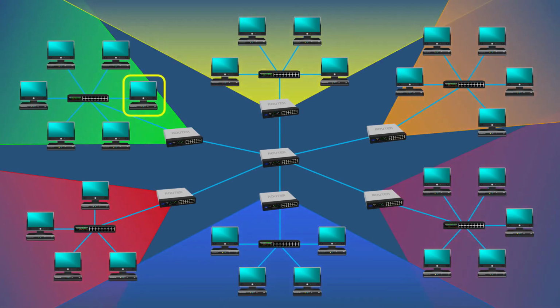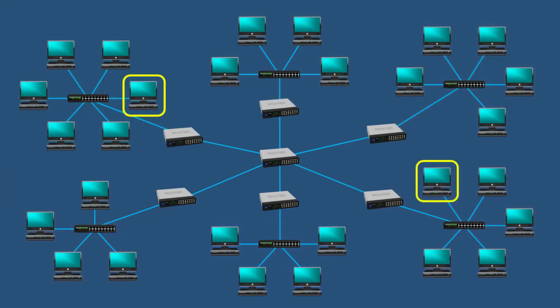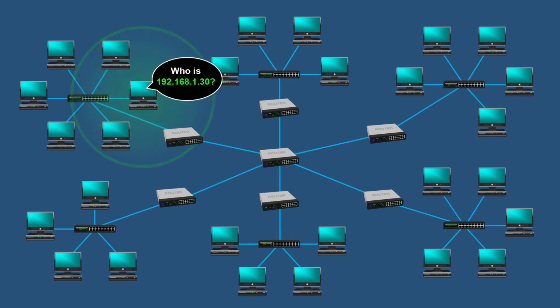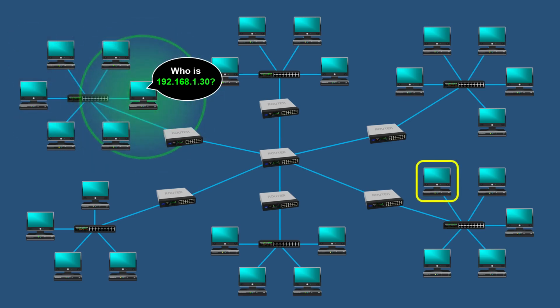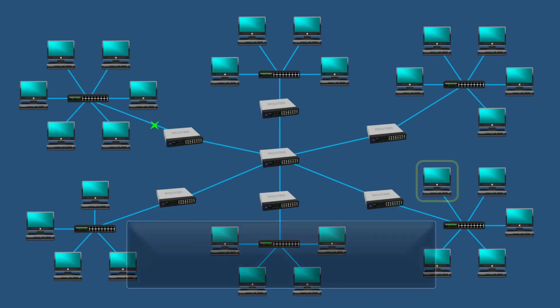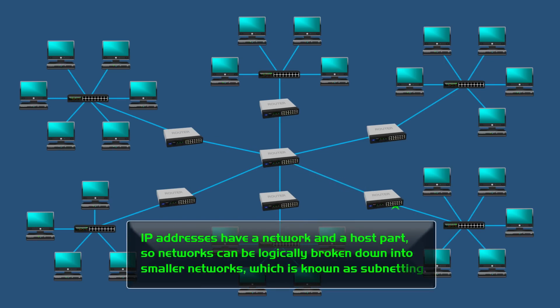So now, if this computer here wanted to communicate with this computer over here, the computer will send out a broadcast that only the computers in its subnetwork can receive. But since the target computer is on a different subnetwork here, the data will be sent to the default gateway, which is the router, and then the router will intelligently route the data to the destination. So this is why IP addresses have a network portion and a host portion. So networks can be logically broken down into smaller networks, which is known as subnetting.